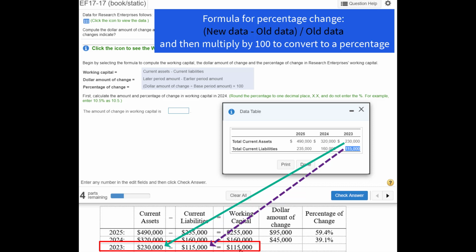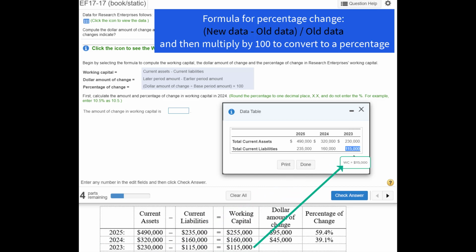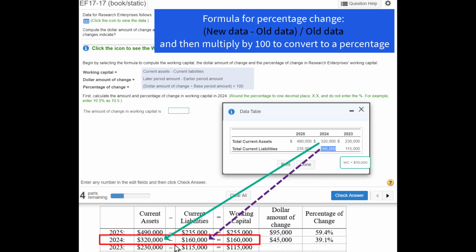Now don't assume that current assets are usually double current liabilities. That's just a coincidence, and the authors should not have done that because it kind of confuses students. Anyway, on the homework, it's a good idea to probably print this out and then just do the calculations on the paper. Write down working capital here, here, and here. Next, we need to calculate the working capital in 2024. So $320,000 minus $160,000 gives us working capital of $160,000.